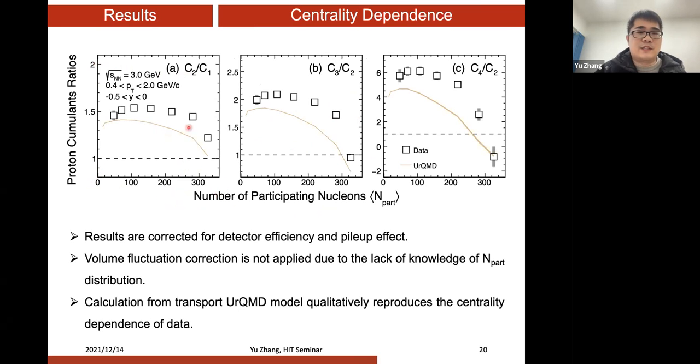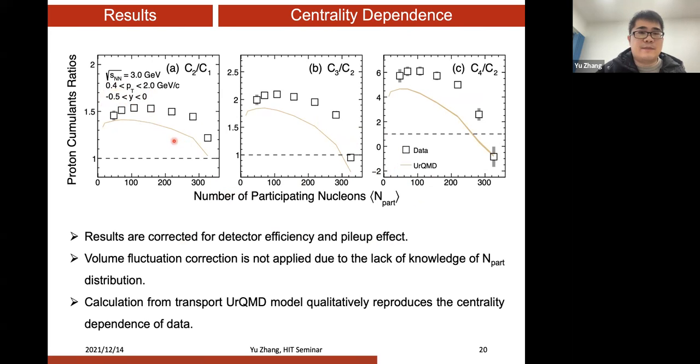The data are shown as black squares. They are corrected for detector efficiency and the pileup effect. The volume fluctuation effect is not considered here. And the yellow line is the calculation from the UrQMD model. The acceptance cuts are taken the same as data, which is minus 0.5 to 0 in rapidity and the pT from 0.4 to 2 GeV, which are the same for both data and the UrQMD calculation.